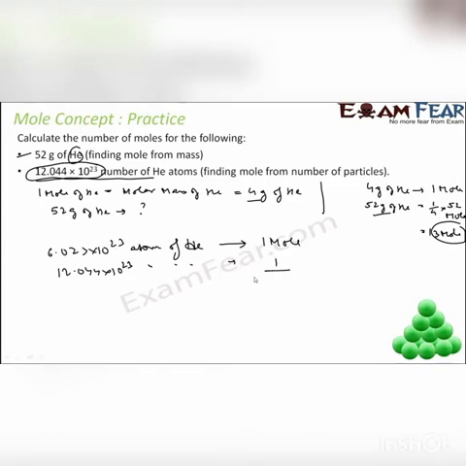Equal to 1 by the old value multiplied by the new value. You solve this, you get 2 mole. So these many particles is nothing but 2 mole of helium. Okay.